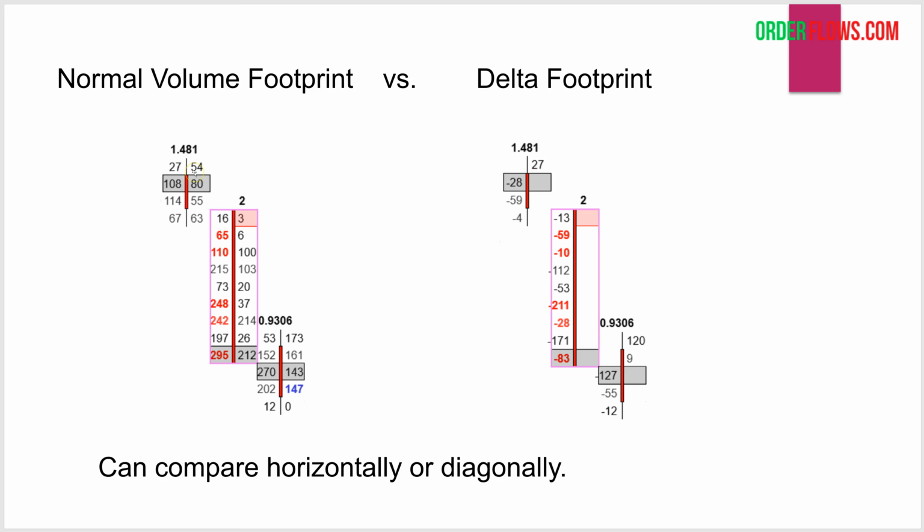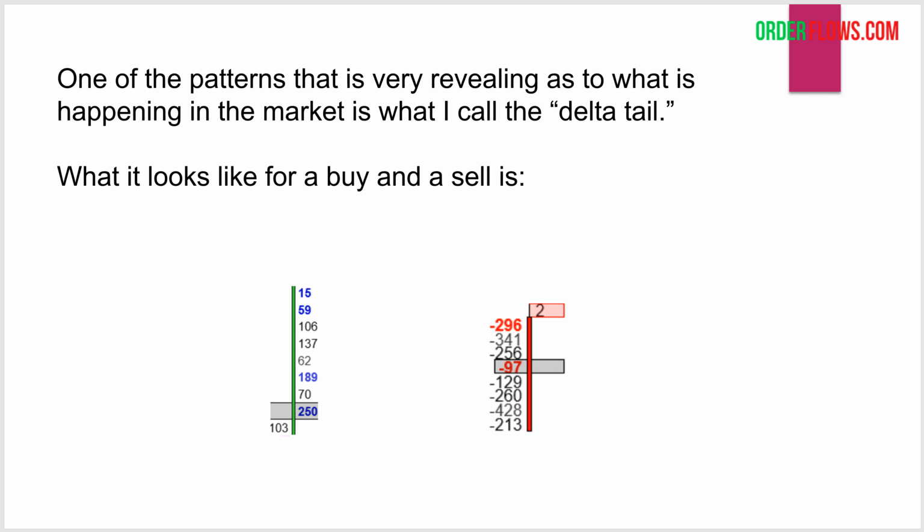So that's another presentation for another day. That's something that I'll probably do specifically for my users, to take advantage of the information. And it's quite revealing when you start looking at the imbalances. But what I'm going to talk about today is what I call the delta tails, and what it looks like for a buy and what it looks like for a sell.